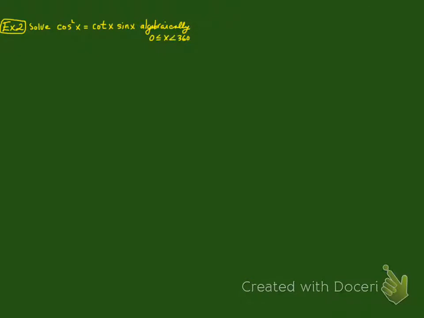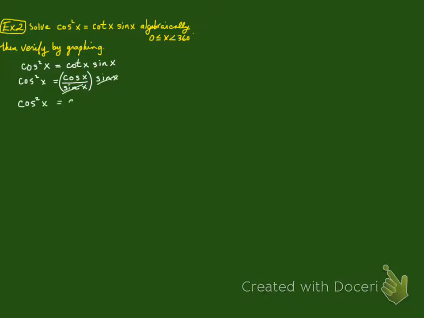Okay, we have example 2. Solve cos squared x is equal to cotangent x times the sine of x algebraically over the domain x is between 0 and 360 degrees. Then they want us to verify it by graphing. Now we have cos squared x is cotangent x times the sine of x. The cotangent of x can be written as cos x over sine of x, times the sine of x. So now we have the cosine squared of x equals cosine of x.